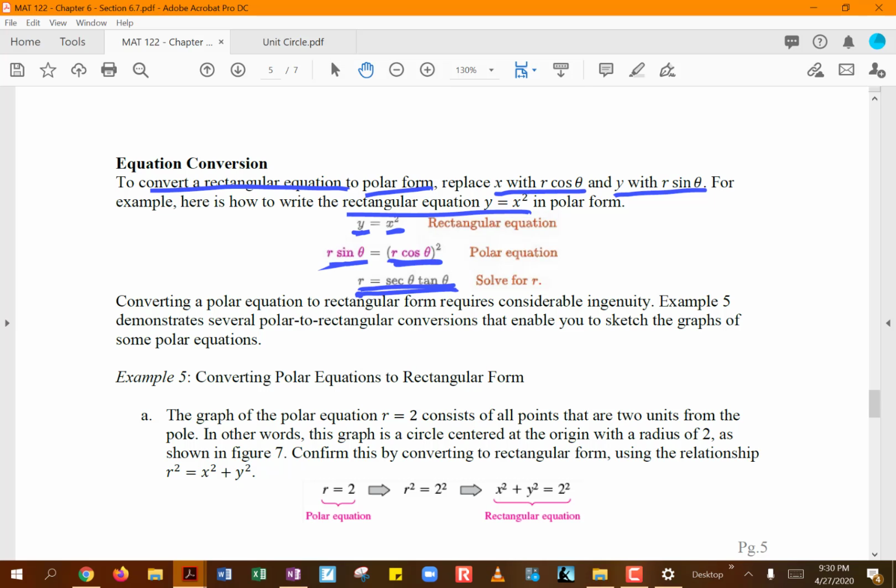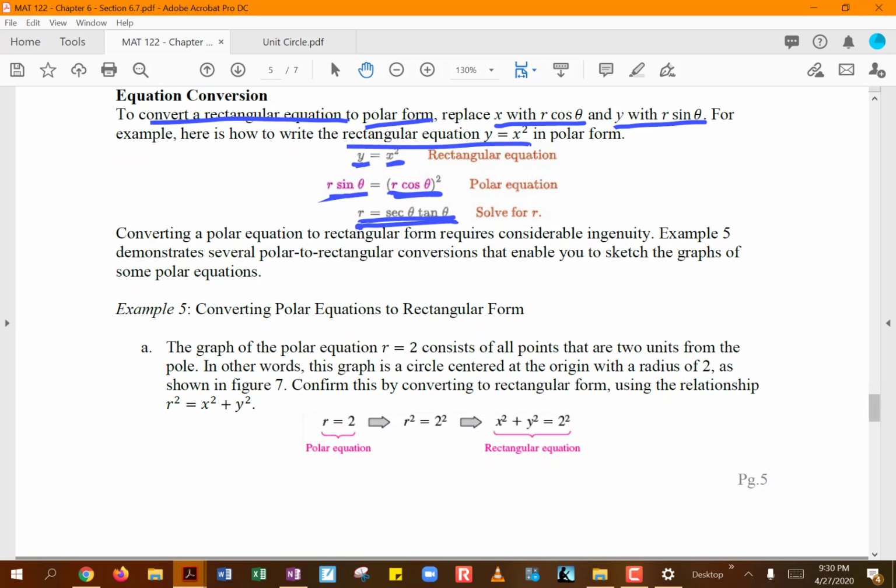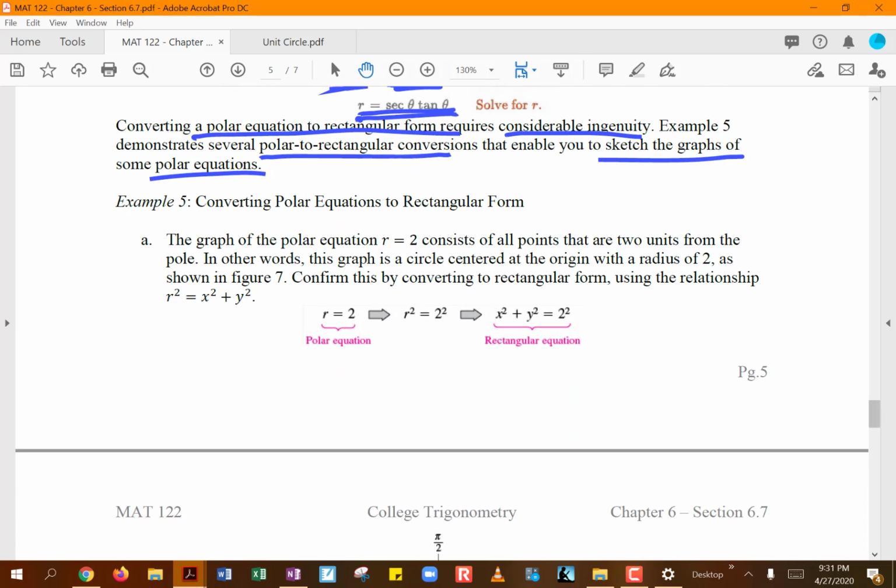So you can see we no longer have any x or y variables in here. This equation is now in terms of r and trigonometric functions with the angle theta, right? So this is converting it from rectangular to polar form. Now they are saying converting a polar equation to a rectangular form requires considerable ingenuity. And so this is where we are going to be looking at how we can convert from polar to rectangular conversions, and see how that can help us also to come up with the sketch of the graphs of our polar equation. So let's take a look at example 5 over here.